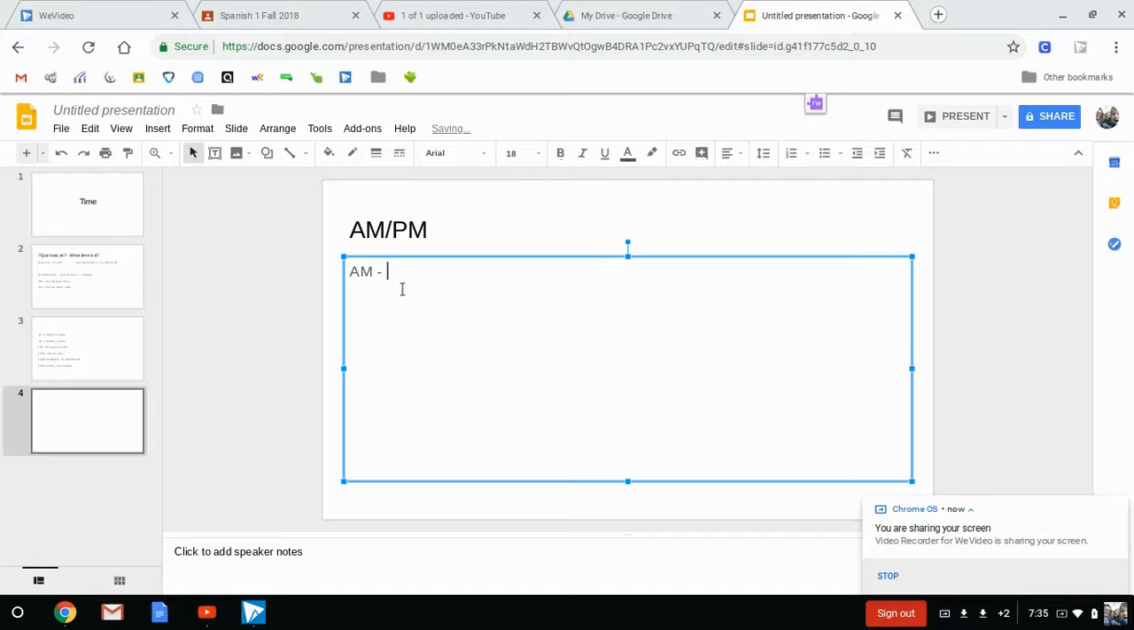For AM, you tag this to the end of your time, de la mañana. This is actually an ñ. I just don't want to take 15 minutes to try to find it while you guys are waiting on me. So that's an ñ. Put that little squiggly line over it, de la mañana. So if I want to say it's 3 a.m., think about that for a second.